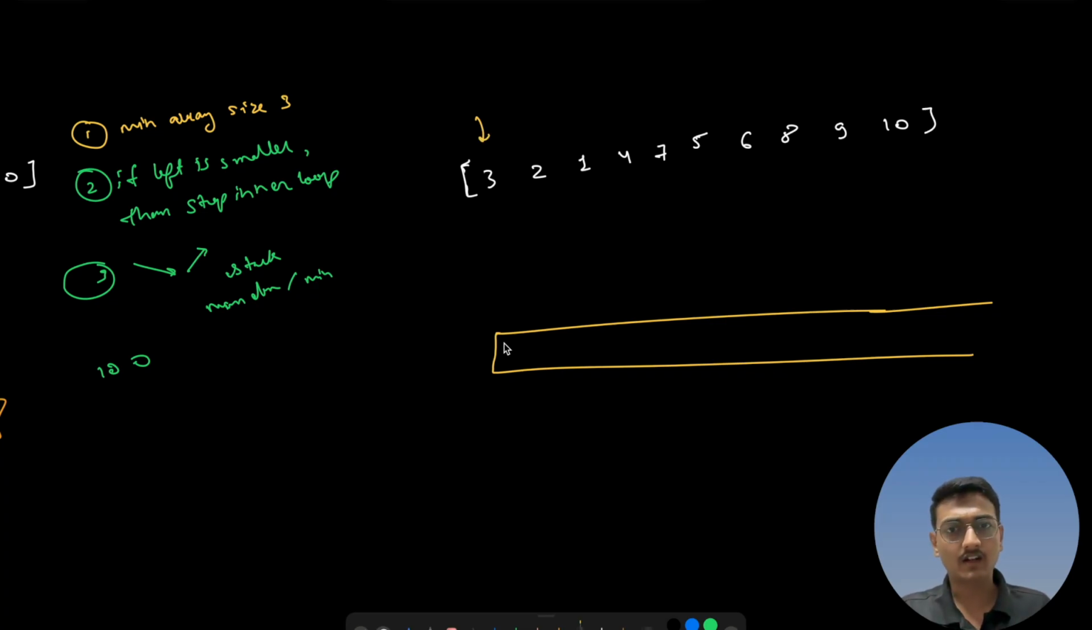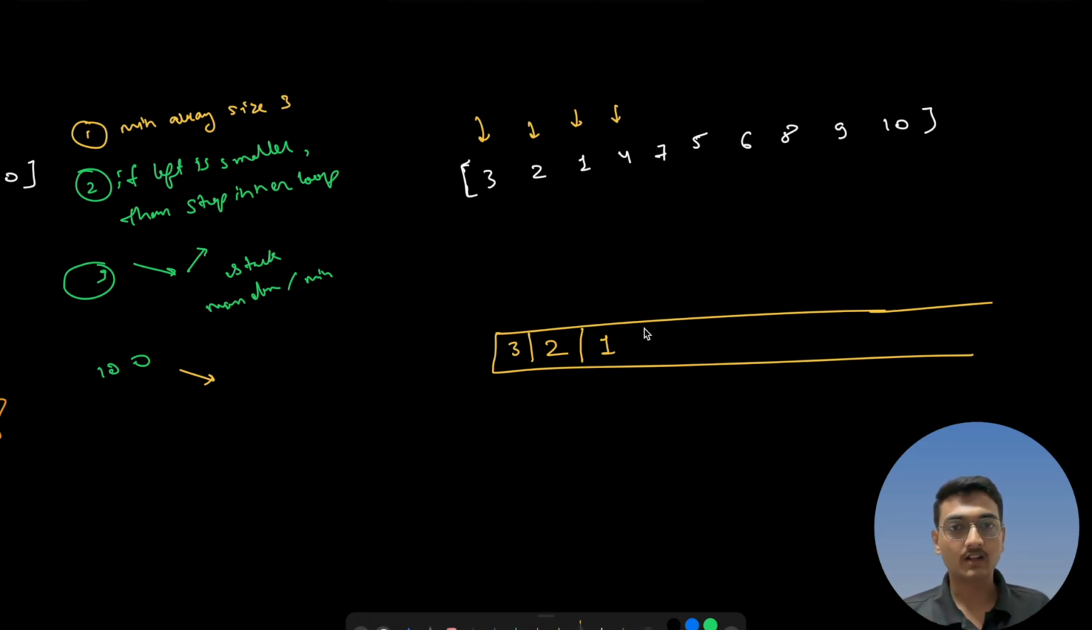I got a 3 here. Stack is empty. No need to do anything. Just put 3 here. Now I got a 2. This is smaller. This is following our pattern. Yes, decreasing. Let me put it. I have kept 2. Superb. Now I got a 1 here. Again this is following my pattern, so let me put it. Again, superb.